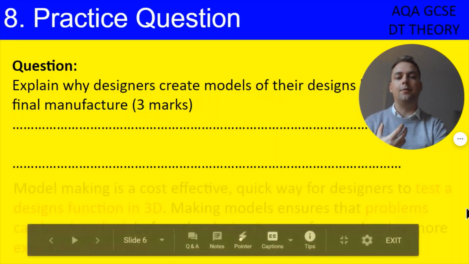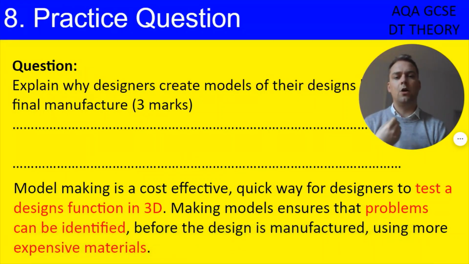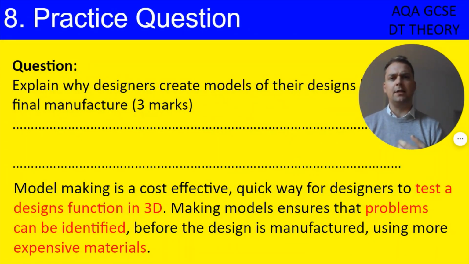So model making is a cost-effective, quick way for designers to test a design's function in 3D. Making models ensures that problems can be identified before the design is manufactured using more expensive materials. And you'll notice there that I've put some key words in red because these are the words and phrases that are going to pick you up those marks.